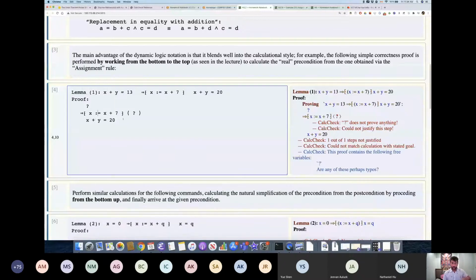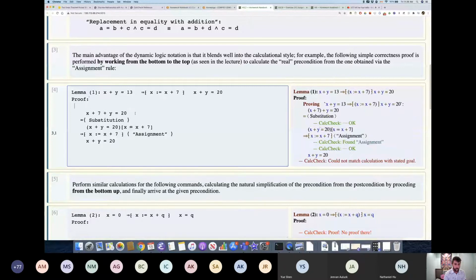I just set it up. There's nothing going on yet. We have x plus y equals 20, and we want to use this program and find out what proviso will happen. The only thing we know about using programs is the assignment rule. You just do a textual substitution: x becomes x plus 7. Notice how I'm working upwards. The only thing you can do now is textual substitution. So there's an x that becomes x plus 7, and there is a y equals 20.